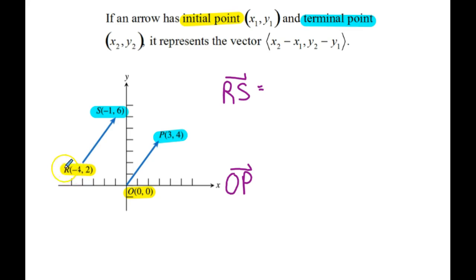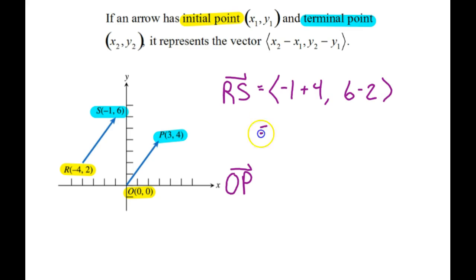So we have our initial point and our terminal point. We can tell this is the terminal point because that is the point that has the arrow at the end of it. So that also tells us which direction our vector is going. If we want to find the component form for vector RS, we're going to subtract our x values. So -1 minus -4, and if we're subtracting a negative, that's the same as addition. And then we want to do the same thing for the y values, 6 minus 2.